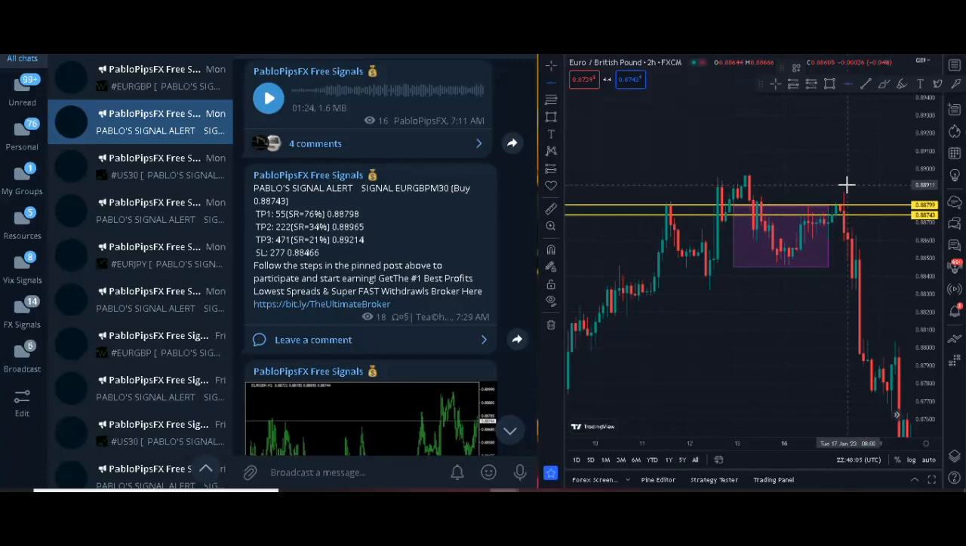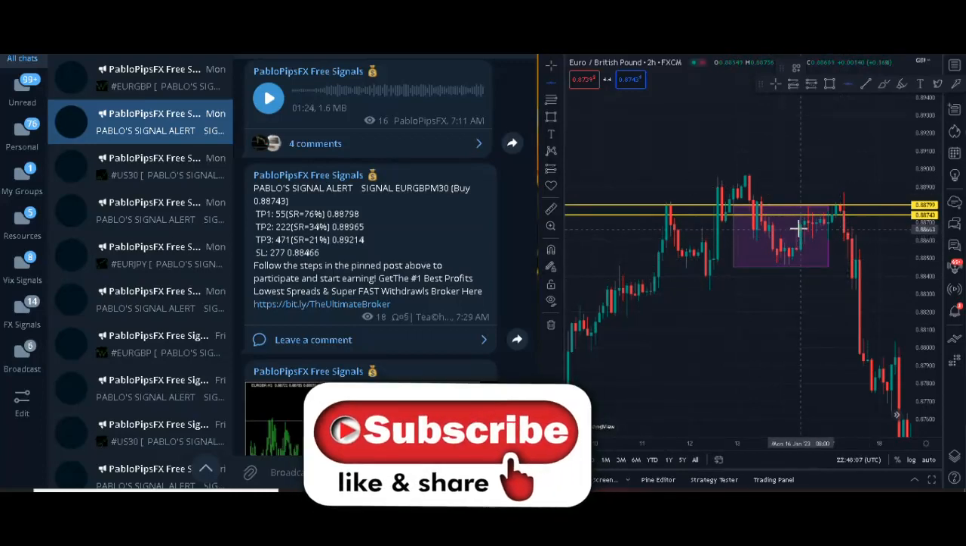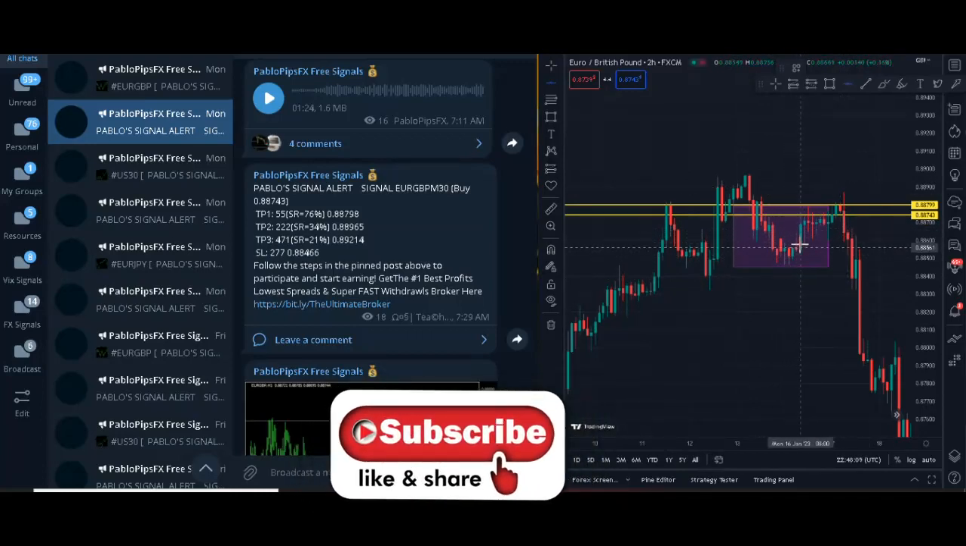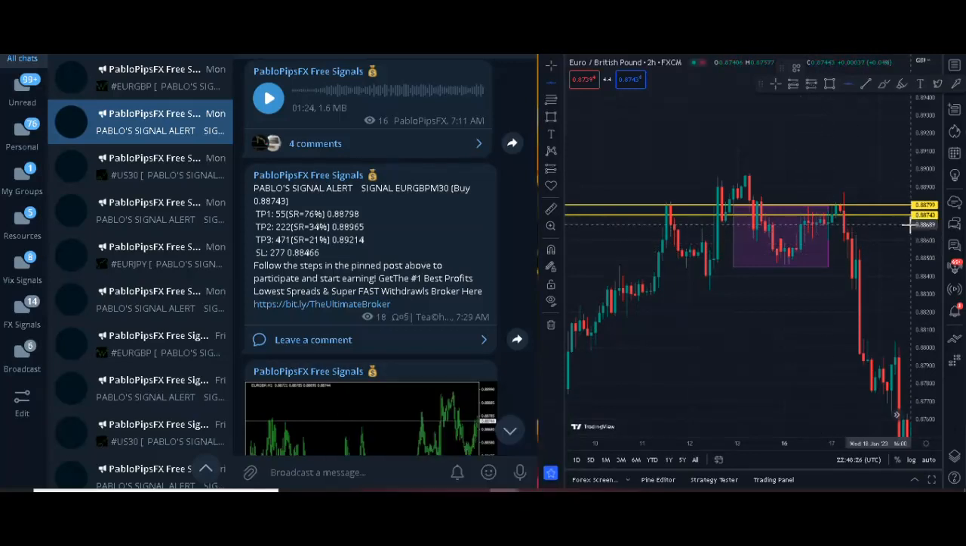All right, so our signal was generated right at this engulfing candle, where you see this candle closed above this inverted hammer right here. So the signal was generated, and as we can see, it was a buy at 0.88743, as highlighted by this yellow line here. At this point would have been our entry.